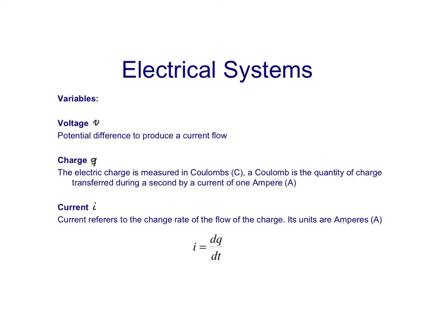Let us go now for analysis of electrical systems. From now on, I'm going to assume that you have already taken a course on electrical circuits, so I'm going to go a little bit faster. We know variables for electrical systems are going to be voltage, charge, and current, being the current the first derivative of the charge with respect to time.